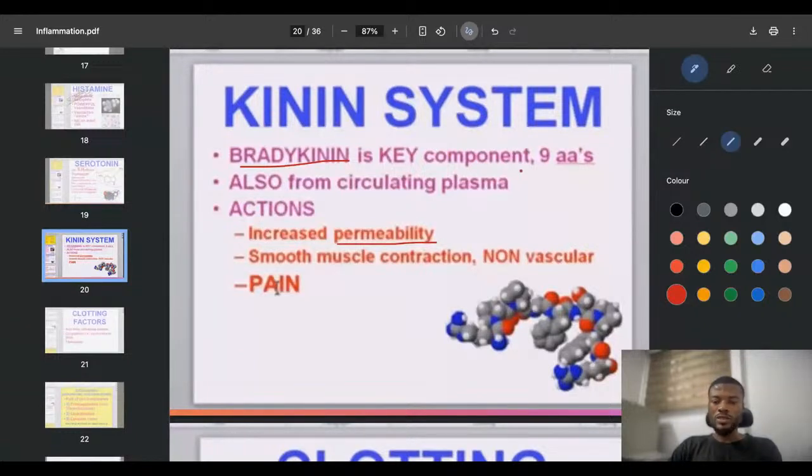They are sometimes produced by what? Other cells like endothelia and other cells. They are also produced by the liver. Categorically, they are released into what? The plasma. Their action is, of course, increasing permeability, and then also smooth muscle contraction.